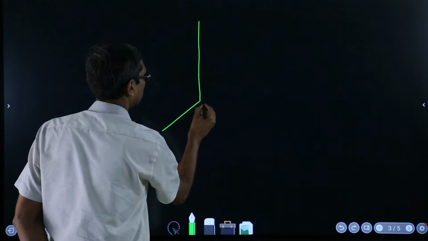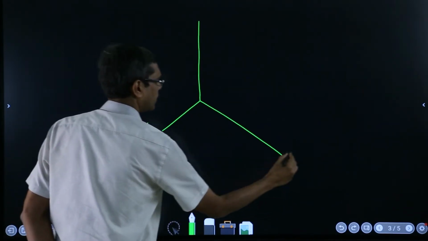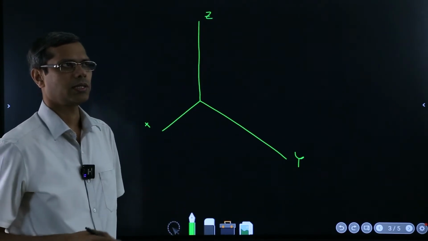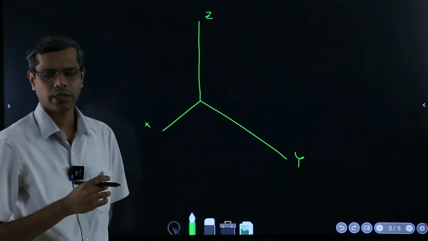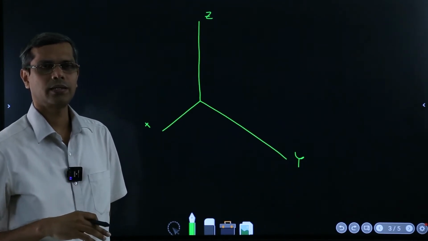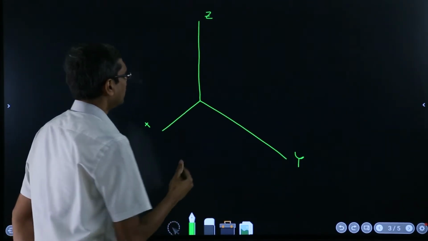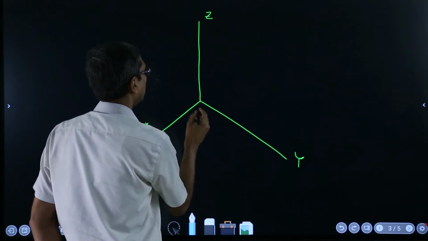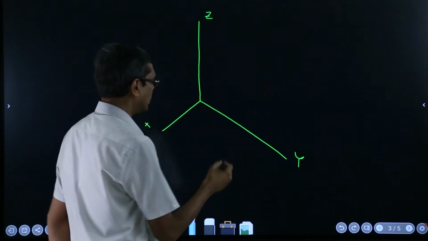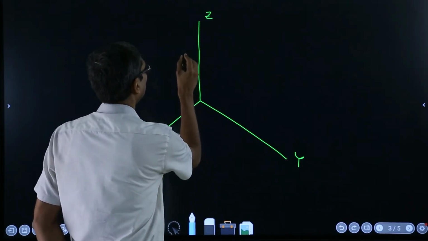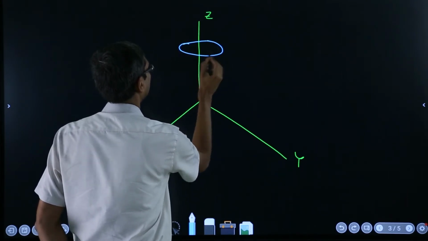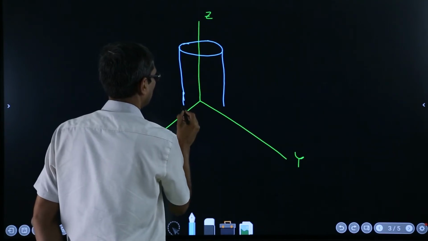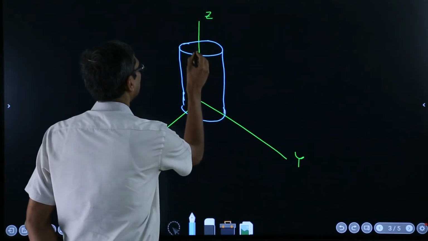these are our x, y, z. Now, r is equal to constant. That means if you keep the radius constant and you vary both theta and z, you will get cylinders whose radius is the r value. Cylinders like that.